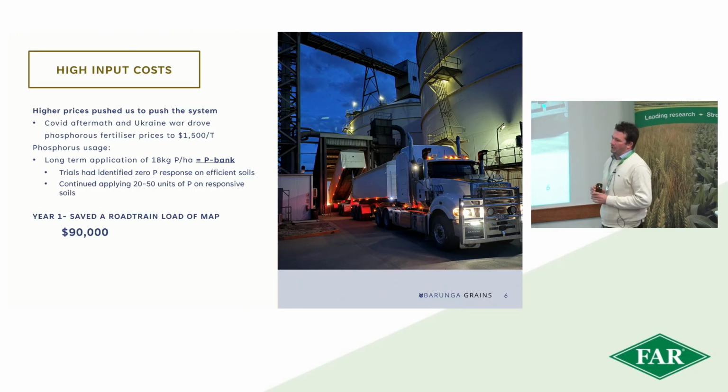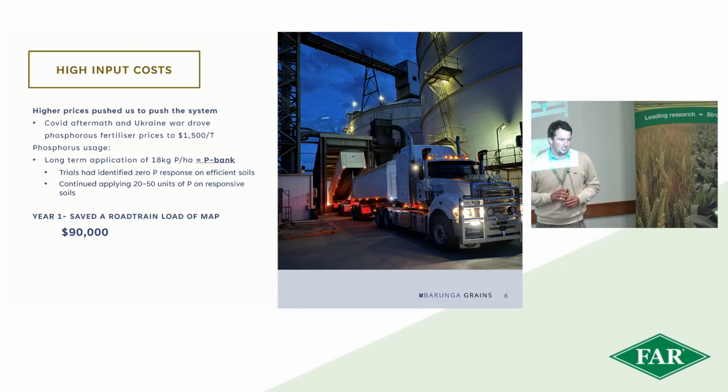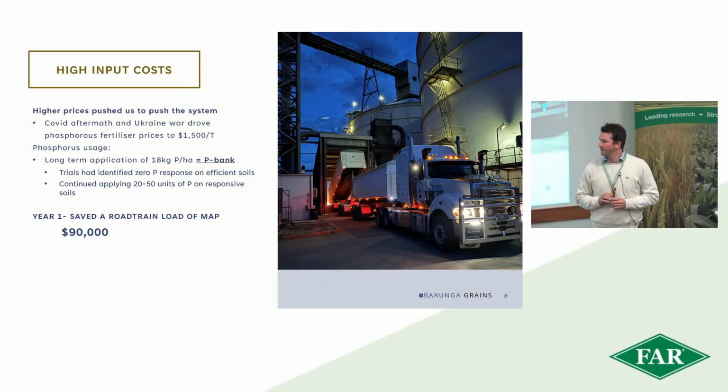And then high input costs. We started doing this just before Russia and Ukraine started having a little bit of an argument. So phosphorus went up to $1,500 a tonne. So we thought we've got to get a bit smarter. So we ditched the replacement, and we're just going solely on the pH and the NDVI.